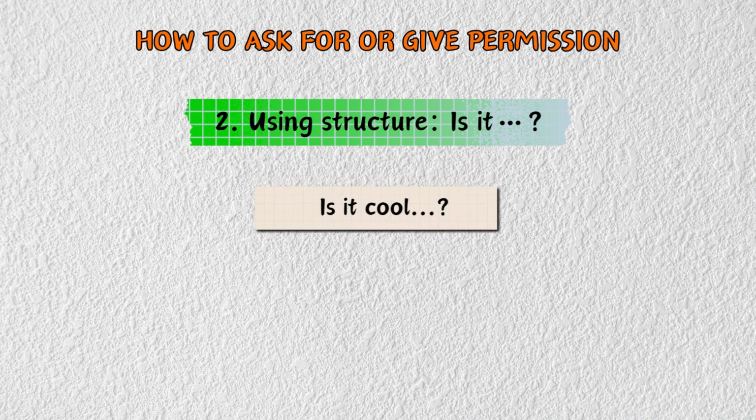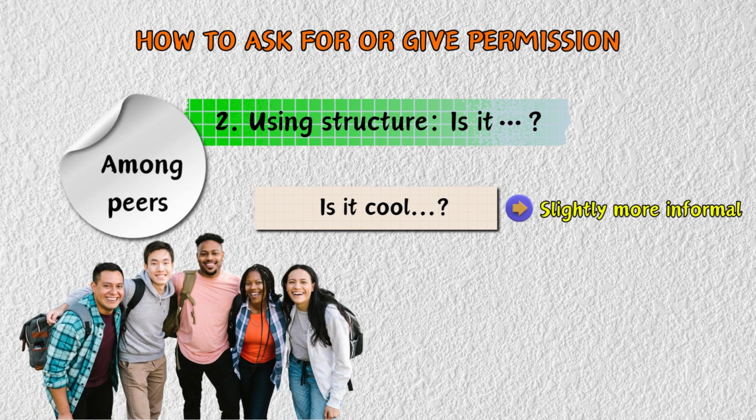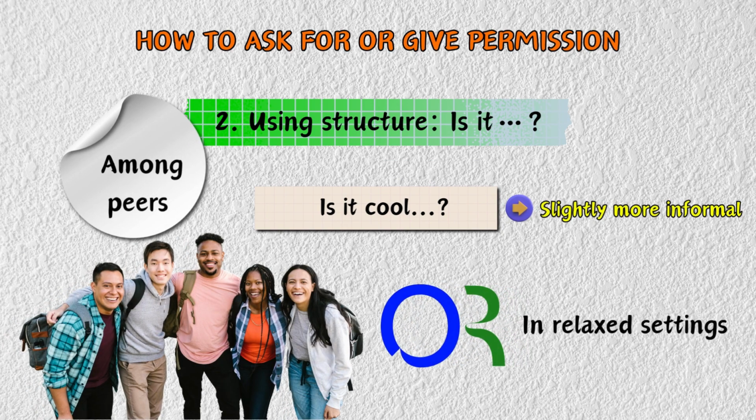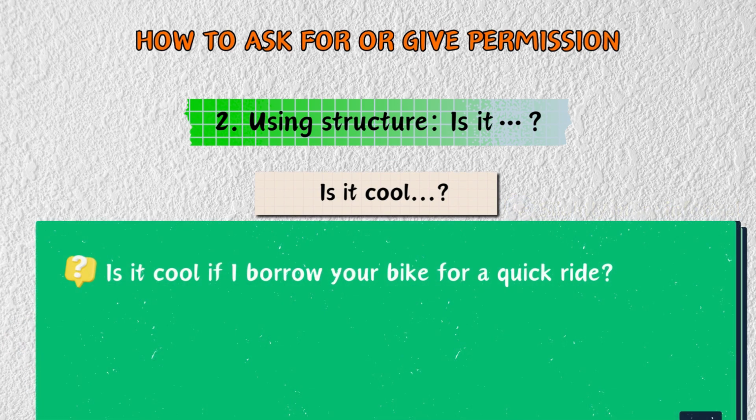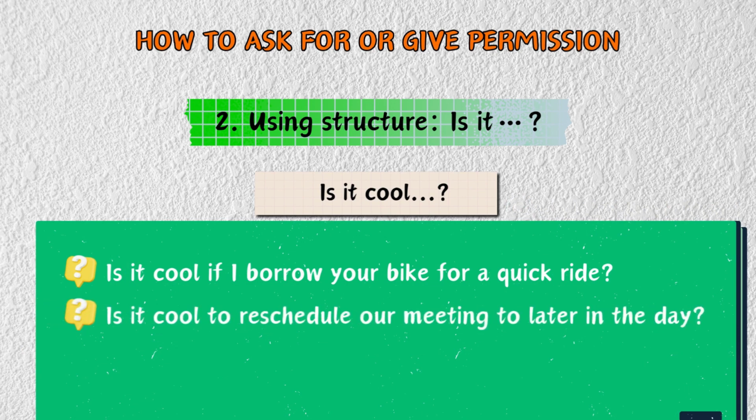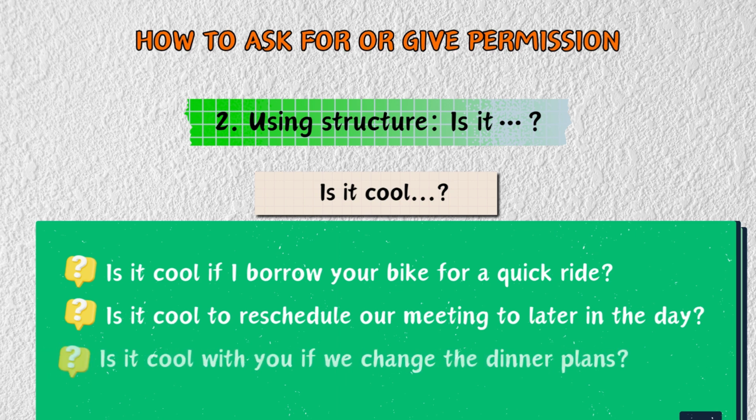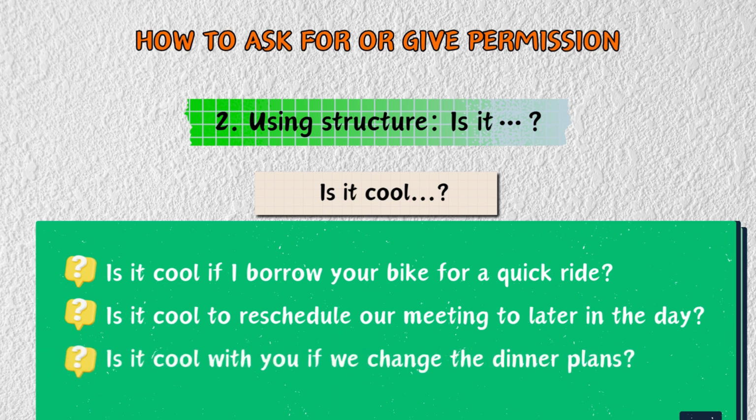Is it cool? This phrase is slightly more informal and often used among peers or in relaxed settings. Examples. Is it cool if I borrow your bike for a quick ride? Is it cool to reschedule our meeting to later in the day? Is it cool with you if we change the dinner plans?